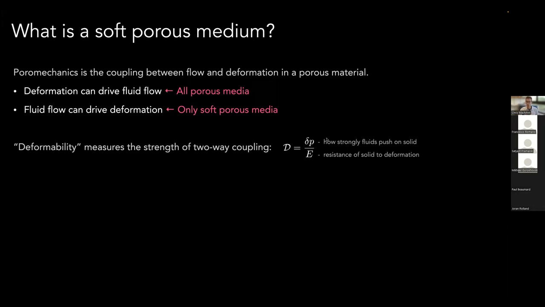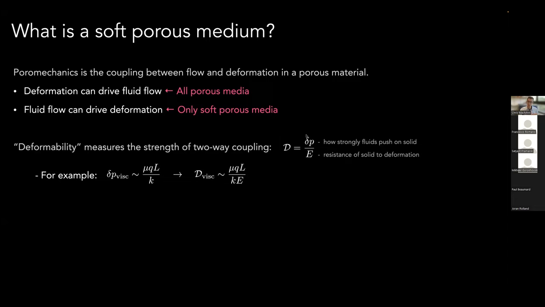which is how much the solid is able to resist that deformation. So if the deformability is large, then that means that the fluid pressures are large relative to the solid stiffness. And so we expect to get large deformations driven by the fluid flow. And if the deformability is very small, that means that we don't expect to get meaningful deformations in response to the fluid flow. So that's essentially a rigid or undeformable porous material.